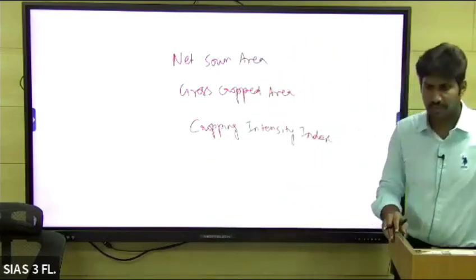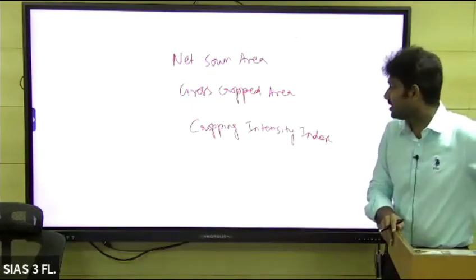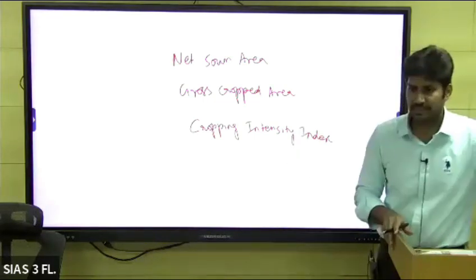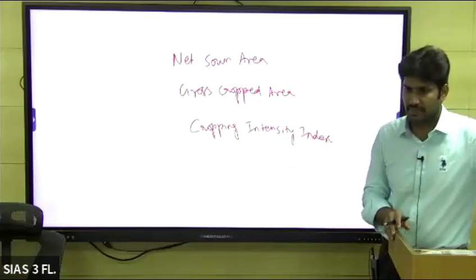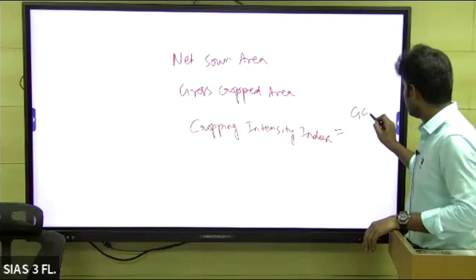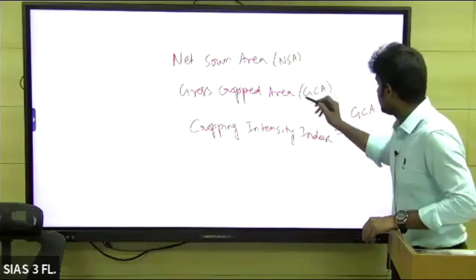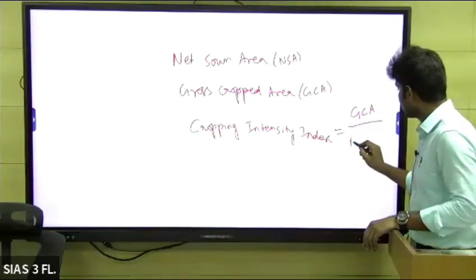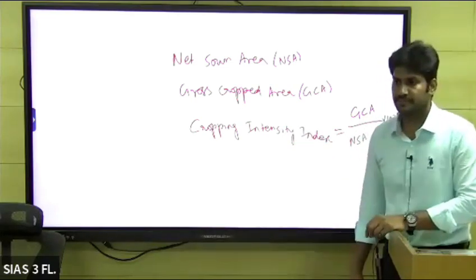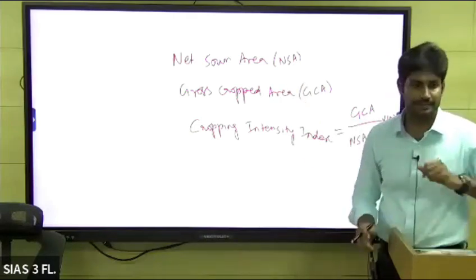Right. பார்த்த மாதிரி இருக்கா? Net sown area, gross cropped area, cropping intensity index, or simply cropping intensity. What is the meaning of cropping intensity? Actually, the formula is gross cropped area, the GCA, divided by net sown area, the NSA, into 100. So this is the formula for the cropping intensity. So what is the meaning of gross cropped area and net sown area? Any idea?